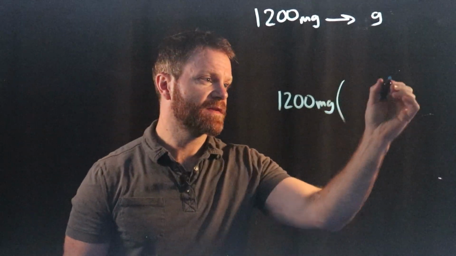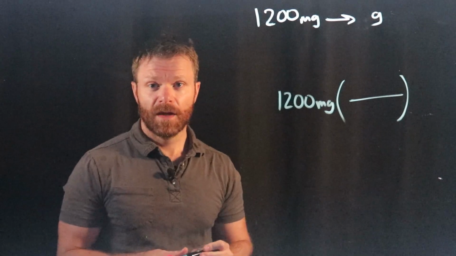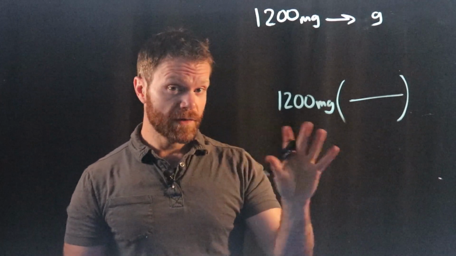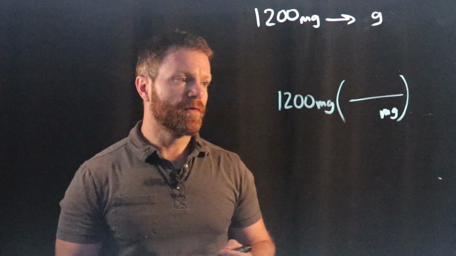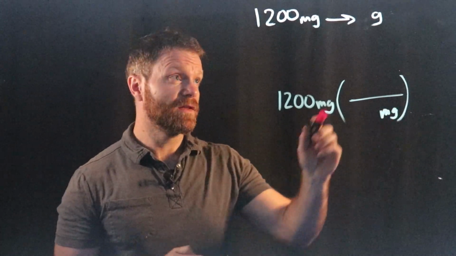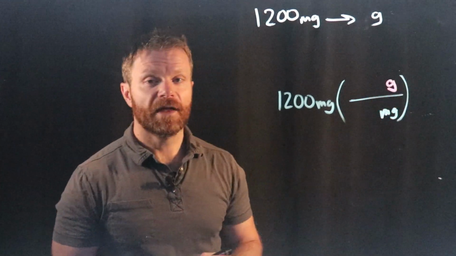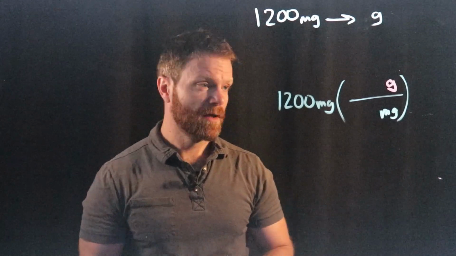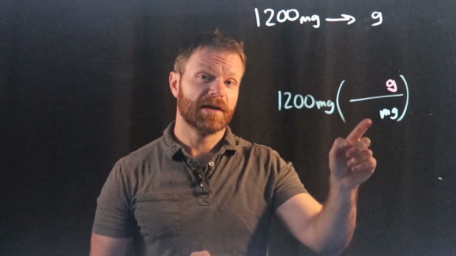And then we multiply that starting value by a blank conversion factor. Just as we did with the last problem, we're going to take the units only, no numbers, that we want to get rid of, and we put that on bottom of the conversion factor. We take the unit that we want to get, in this case grams, and we put that on the top of the conversion factor. Again, just the units. Now we think about the relationship between these two things so that it makes sense.